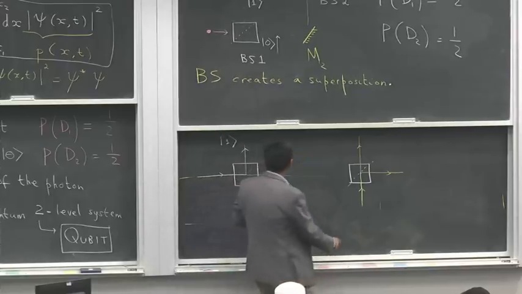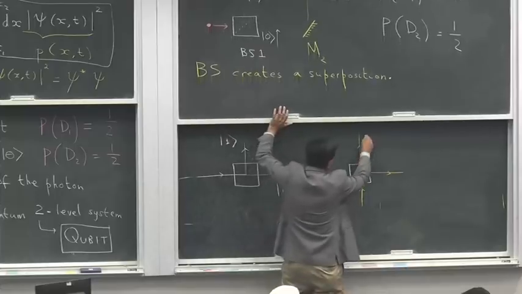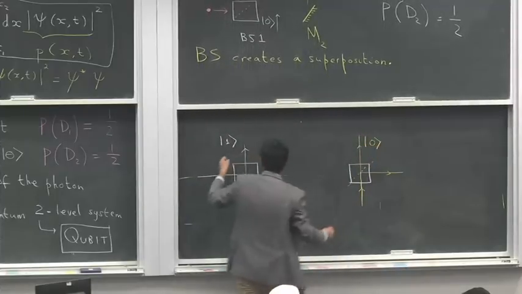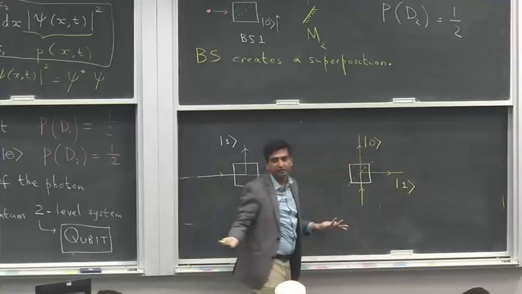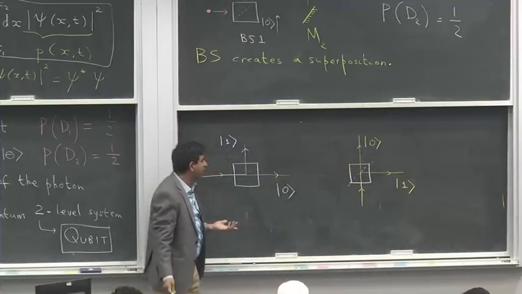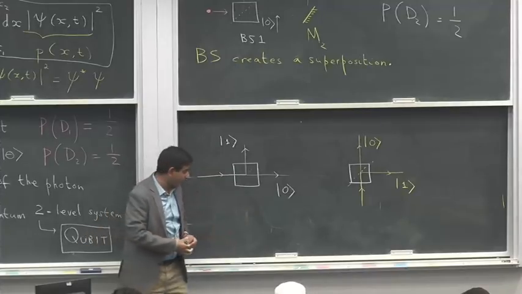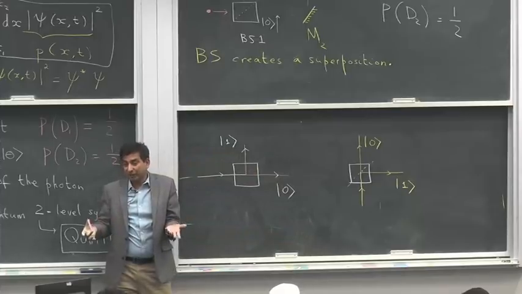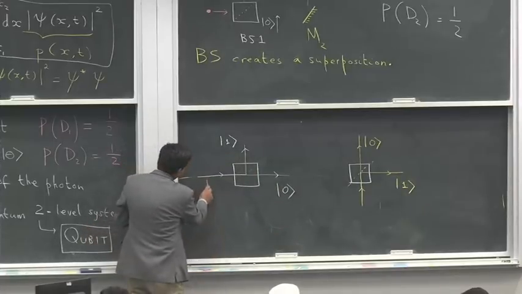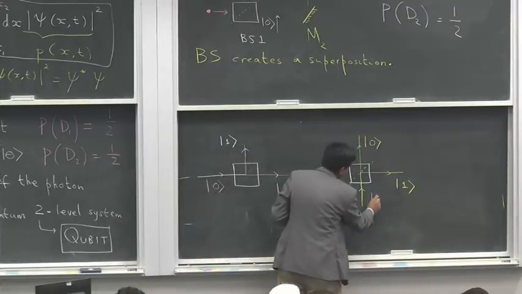So I've defined transmission to be 0. So I call this 0. I've defined reflection to be 1. I'm just consistent in my labeling. Alright? But there are two incoming paths as well. So I would like to label the incoming paths as well. So I like to call this path 0 and I like to call this path 1.